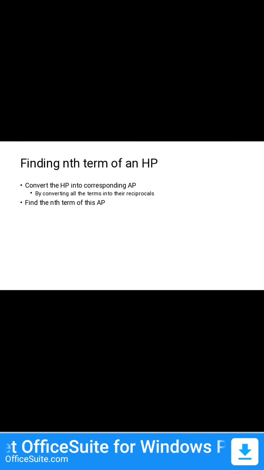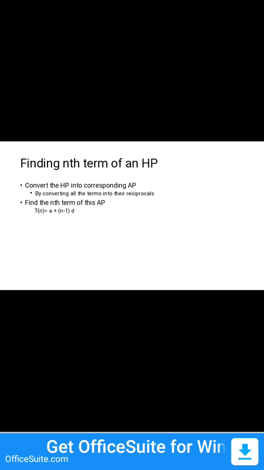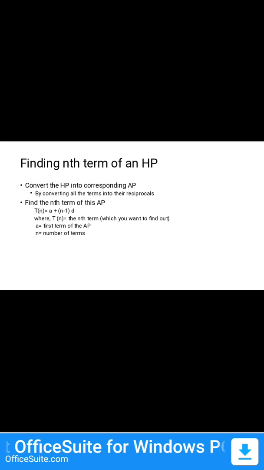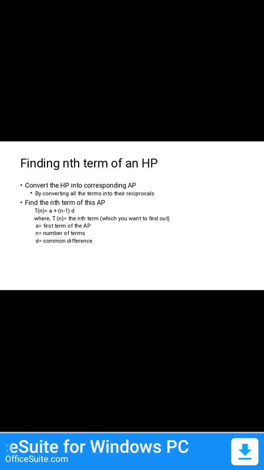Now these reciprocals would be forming an arithmetic progression. Now you have to find out the nth term of this arithmetic progression. We already know how to find out the nth term of the arithmetic progression. You would remember this formula from our discussions earlier. So basically this is the formula that we'll have to use, and this way you will find out the nth term of the corresponding arithmetic progression.